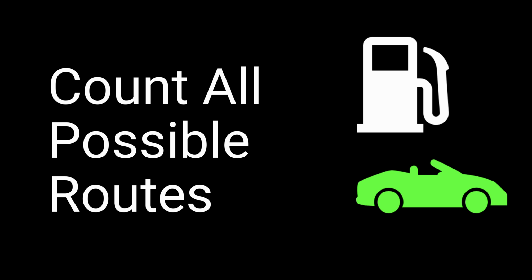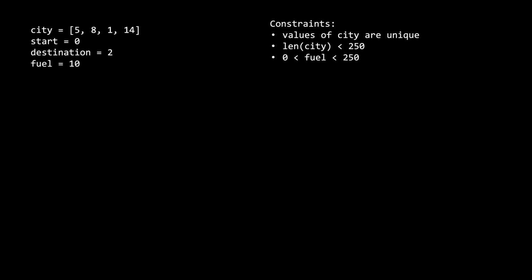Hello everyone, in this video we are going to discuss the count all possible routes problem. We are given an array of integers with distinct positive values, each of which represents a city. The absolute value of the difference between two numbers in the array represents the fuel cost for you to drive from that city to the other.